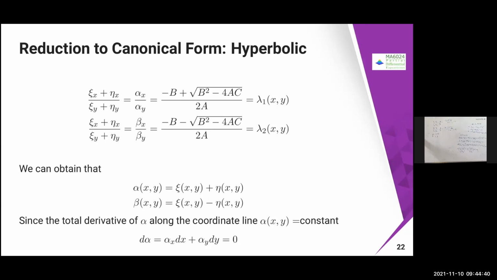Therefore, the total derivative of alpha along the coordinates x, y, I'm going to take as constant. In the previous case, I had taken d psi equal to 0, that is, psi equal to constant along the coordinate axis. Here I'm going to take it with respect to alpha. Alpha is going to be constant along the coordinate, so d alpha is going to become 0. Therefore, you are going to get alpha x dx plus alpha y dy equal to 0.